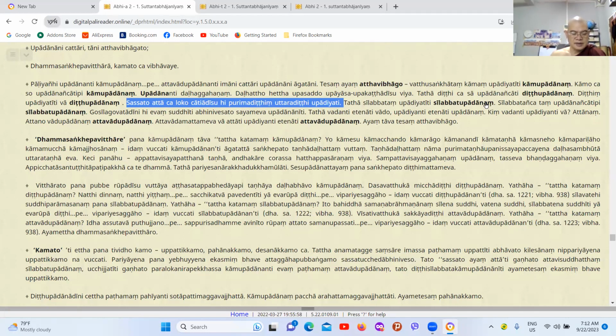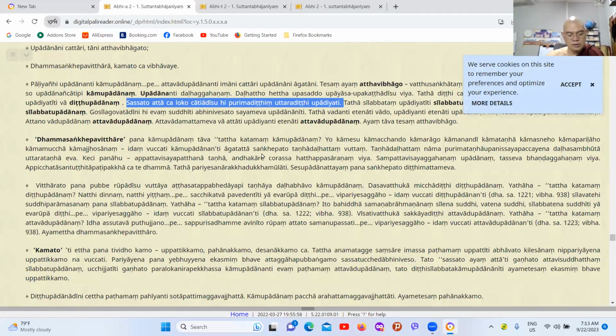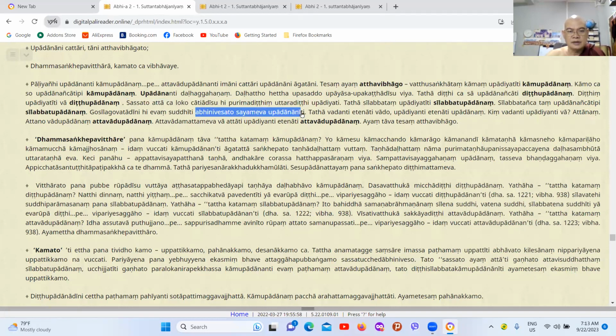You see? Silabda jata ubarana jadi silabdu barana. Silabda is silabdu barana, ubarana. So clinging to the practice, calm practice, duty practice, is called silabdu barana. Ko sila kovada dini hi ewa sudedi abini wesato seyamiwa ubarana. Abini wesato, cling too much to it. Seyamewa, it is an upadana.